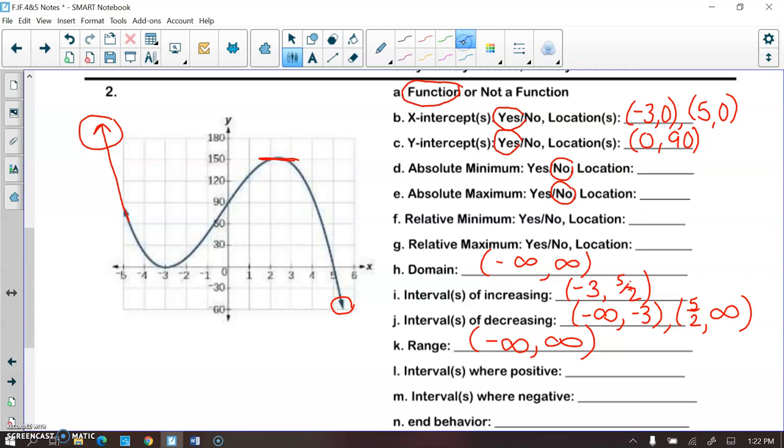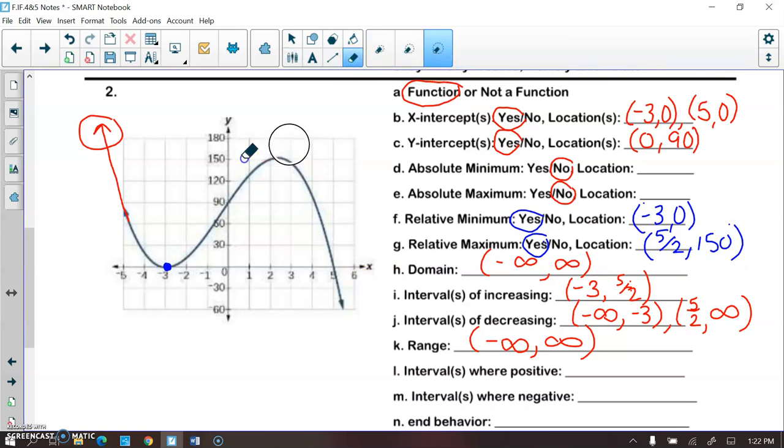Now, relative minimum, I see a low spot on my graph right here. So that is a relative minimum because this particular section of the graph hits a low point. So we do have a relative minimum, and that is the ordered pair -3, 0. Relative maximum, I do see a peak or a high point on the graph. So we do have a relative maximum, and that is the point. It's about 2.5, so that's a 5/2. And then your y value is 150.